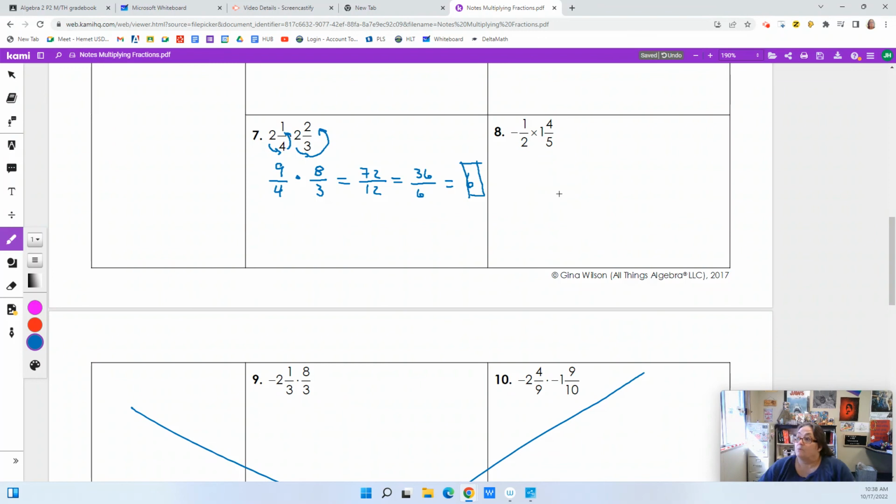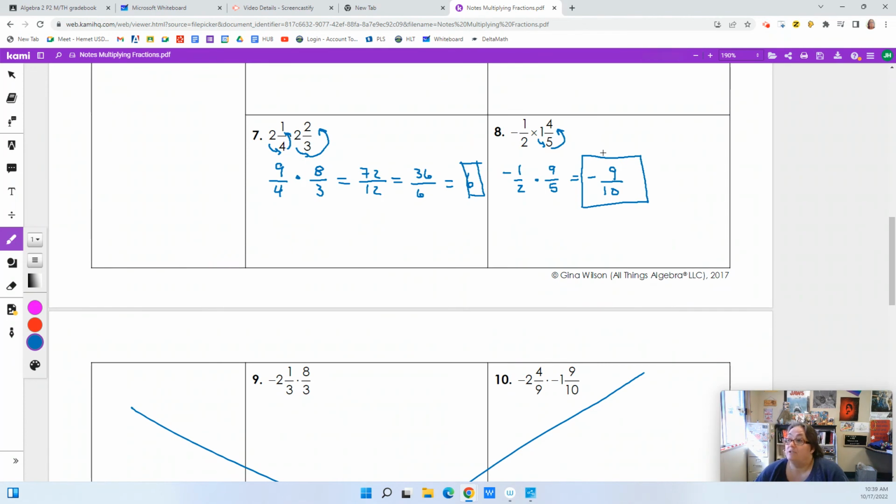Number 8, we have a negative times a positive. So we know our answer is going to be negative, right? The rest of it is just multiplication. So we're going to go negative 1/2 times 1 times 5 is 5 plus 4 is 9 over 5. And so I'm going to have negative 1 times 9 is 9. 2 times 5 is 10. And we don't even have to reduce that fraction, right? Because we can't reduce 9/10. And they're all going to work like that, okay?